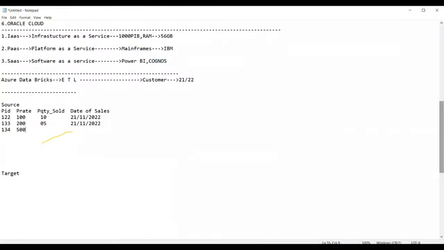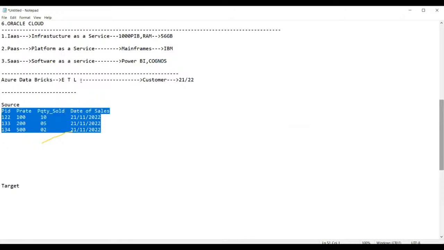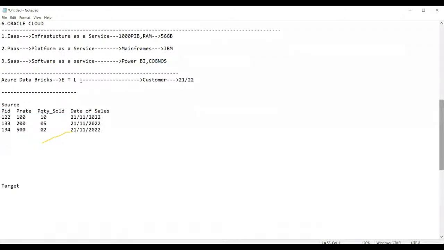Then I have another product, 500, quantity 02, and date 21/11/2022. Now guys, the first day, the 21st data, is already recorded. Do we have the 22nd data? No, we will write it. Simply, I'll copy this information and paste it here. Let us see how to make it.